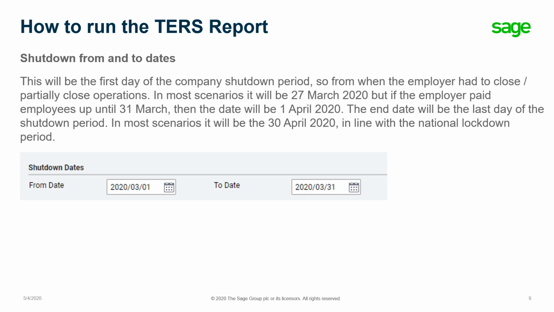The end date will be the last day of the shutdown period. In most scenarios, it will be the 30th of April, in line with the national lockdown period.